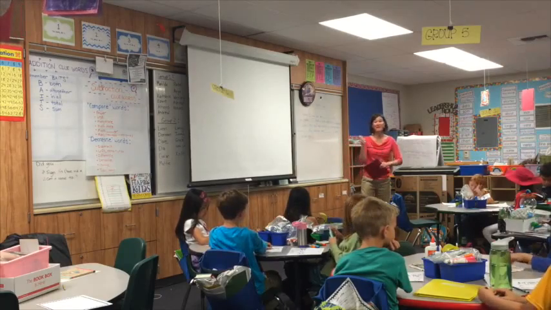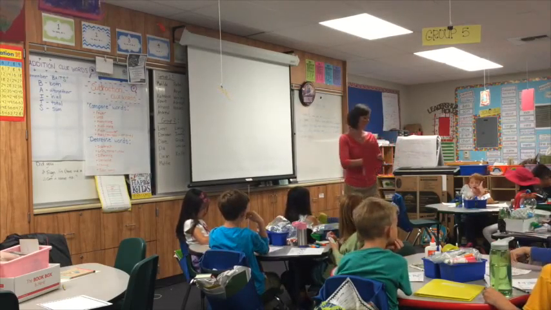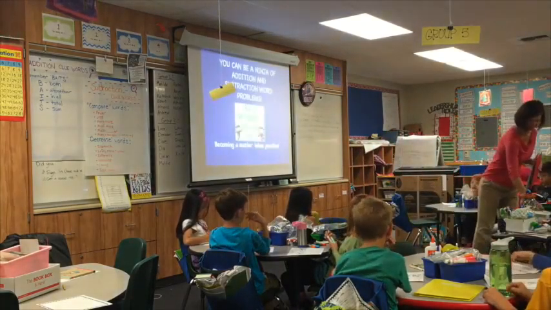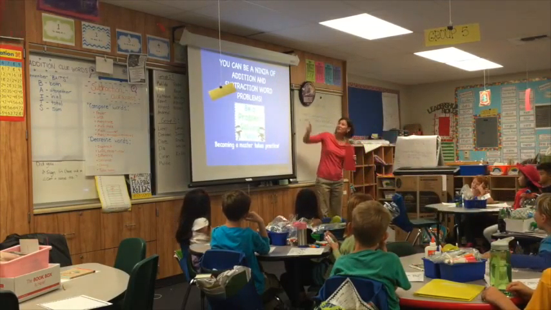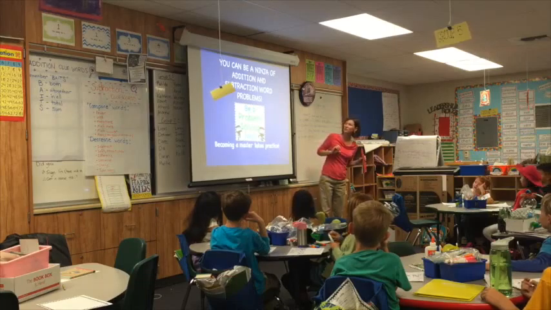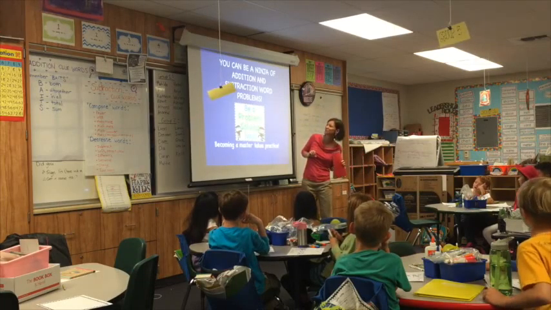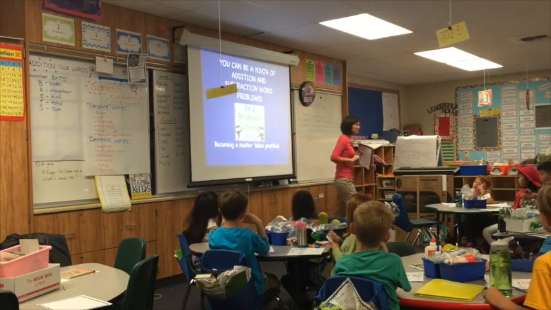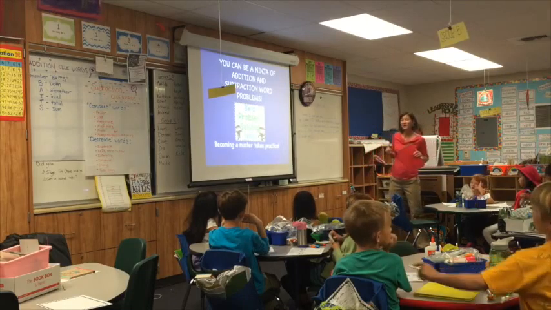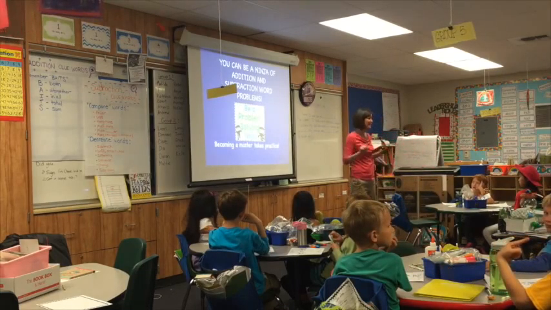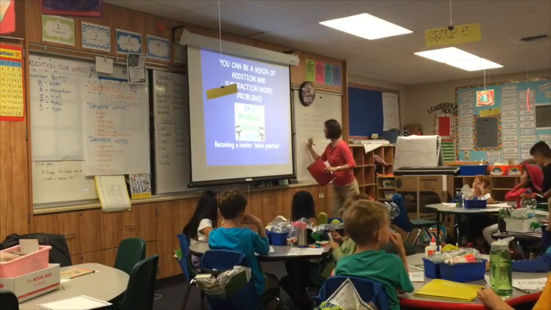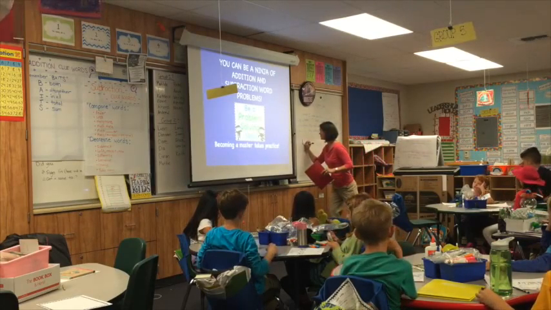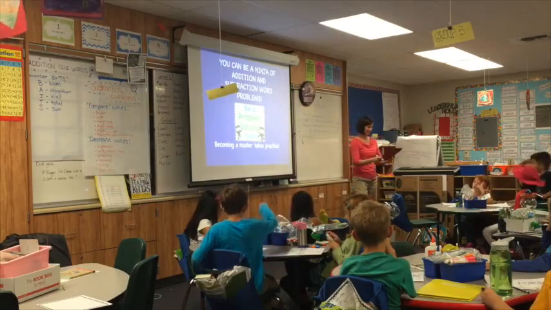So here's how we're going to play the game. You can be a ninja of addition and subtraction word problems. But becoming a master takes practice. You are going to work together as table groups. Here's what you have to do. Here's rule number 1. I'm going to write it here, but I'm also going to say it. Okay?